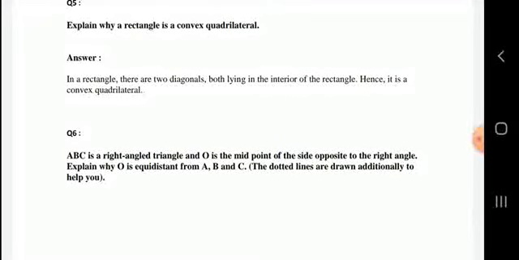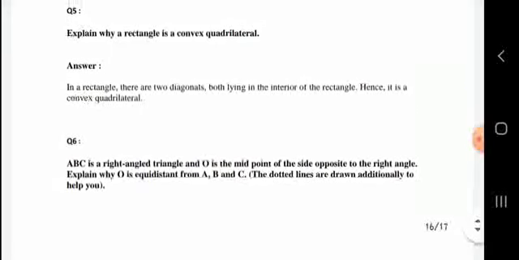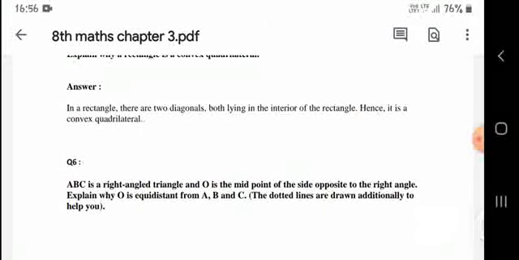So let us explain why a rectangle is a convex quadrilateral. In a rectangle there are two diagonals, both lying in the interior of the rectangle. Hence it is a convex quadrilateral.